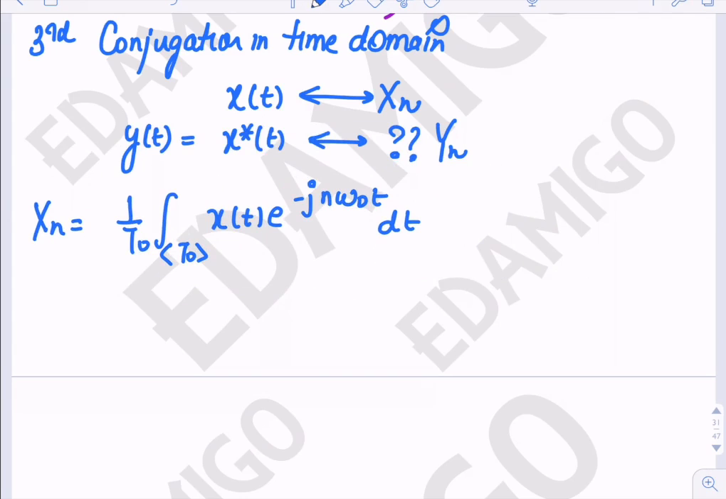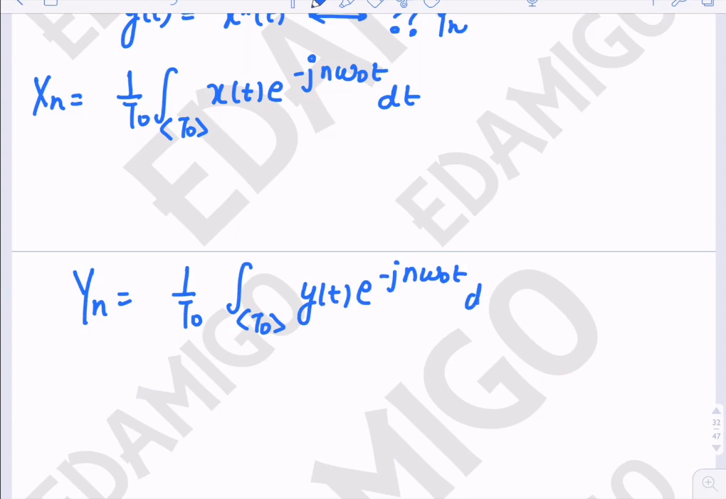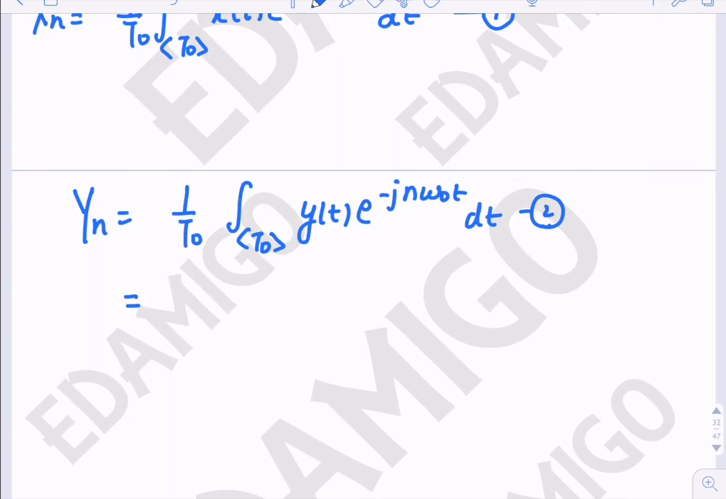Now since yt is equal to x conjugate t, yt will have the same time period as that of xt because conjugation does not change the time period. So we can say that yn is equal to 1 upon time period integration over time period yt e to power minus j n omega naught t dt. This is equation number 1, this is equation number 2. Now we will replace yt by x conjugate t. So we will get 1 upon time period integration over time period x conjugate t.